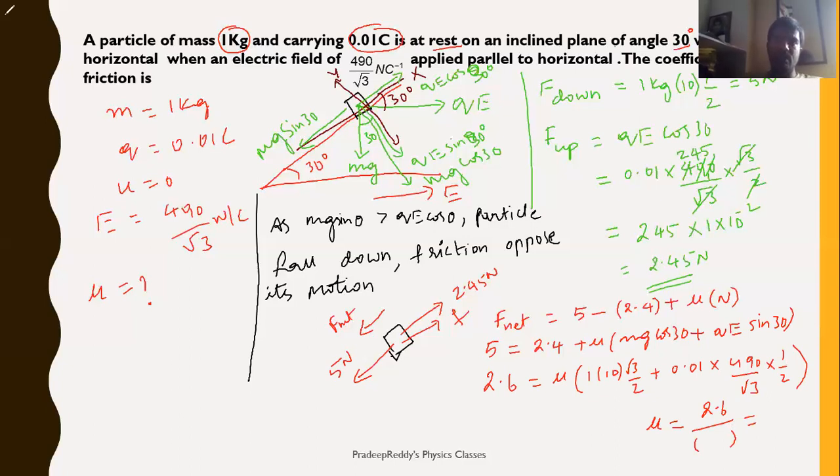Substituting that and evaluating the total, you can substitute this denominator here and evaluate that, you will get the answer mu as root 3 divided by 7. As the coefficient of friction mu does not have a unit, it is only the root 3 by 7 value.